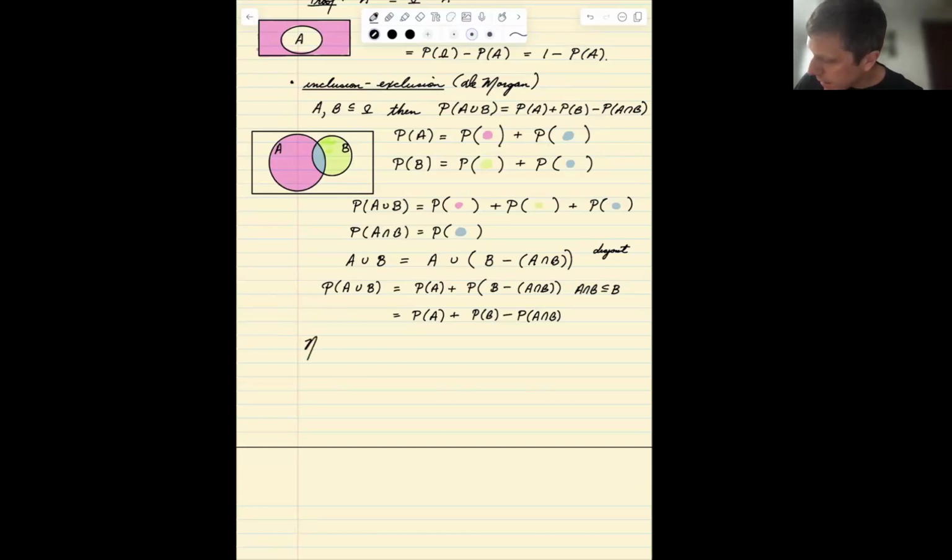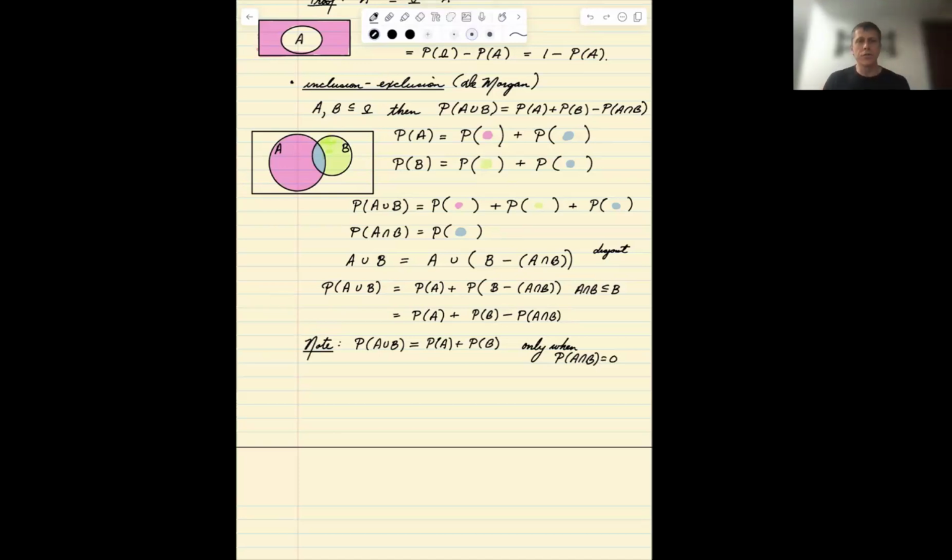Note that the probability of A union B does not equal the probability of A plus the probability of B. Common mistake. It's true only when the probability of A intersect B equals 0, because we'd be subtracting off 0 and we would just be left with the probability of A plus the probability of B. So important to keep that in mind.